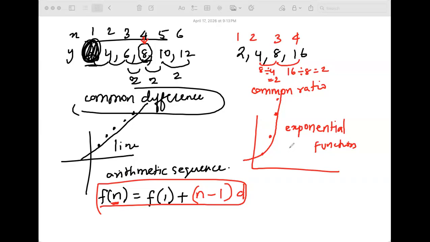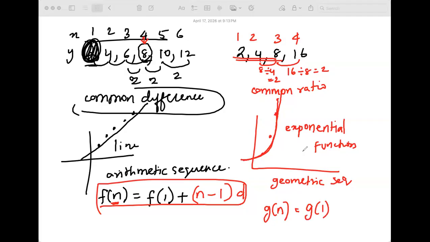Do you see it? This is a growing sequence, so exponential growth. This is a geometric sequence. So how do you write g of n? You tell me. I want the nth term.